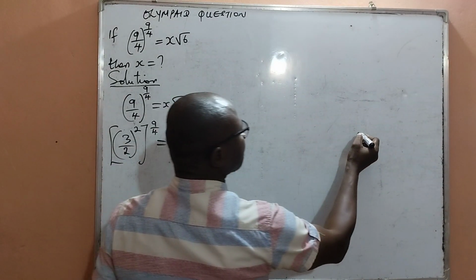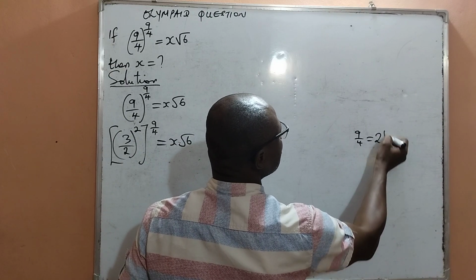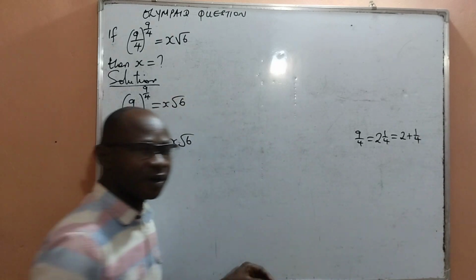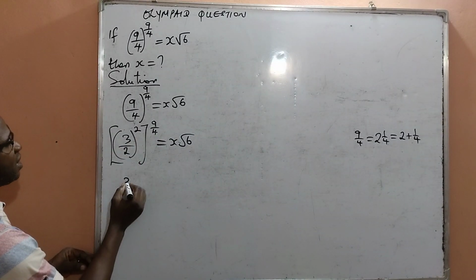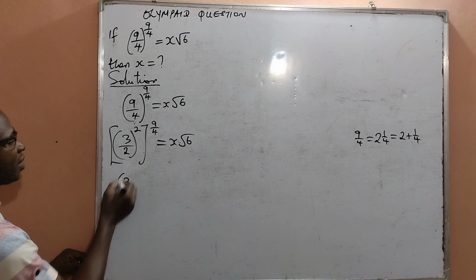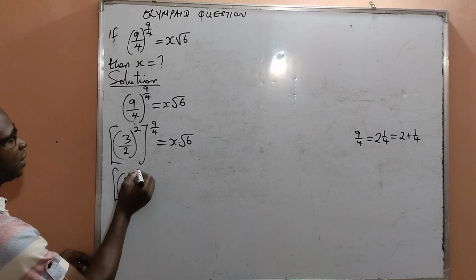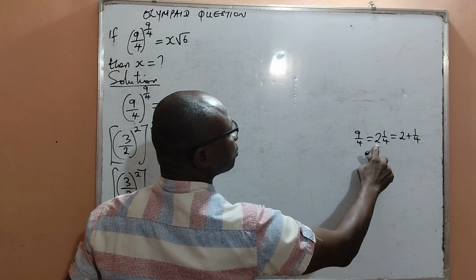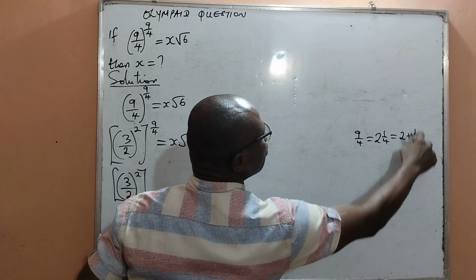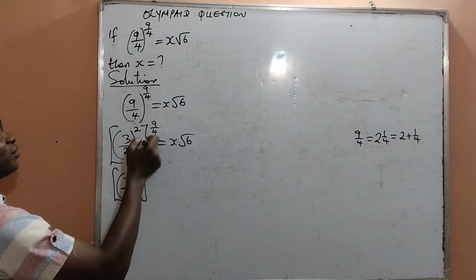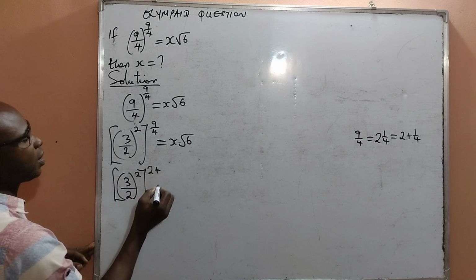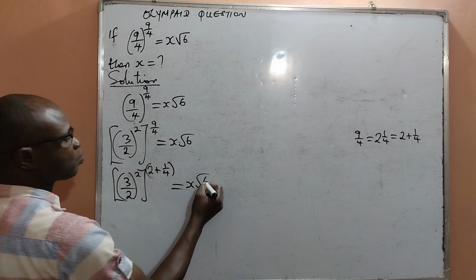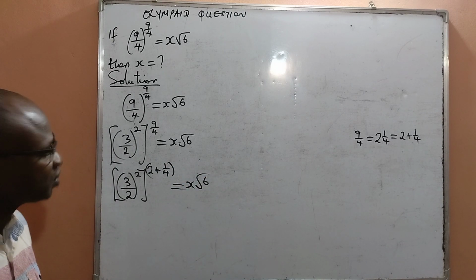But 9/4 is the same thing as 2 1/4, and it's also the same thing as 2 plus 1/4. Therefore, I can write (3/2) raised to the power 2, then all to the power of 9/4, which is equal to 2 1/4, equal to 2 plus 1/4. I can now replace 9/4 with 2 plus 1/4, all in brackets. Everything is equal to the square root of 6 multiplied by x.